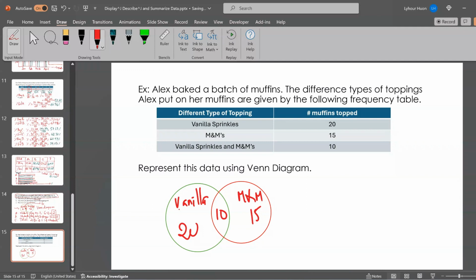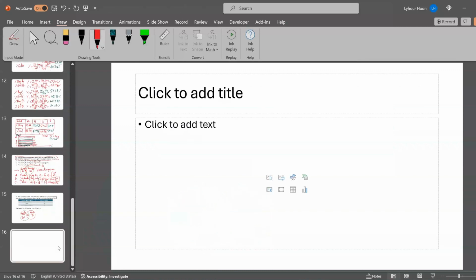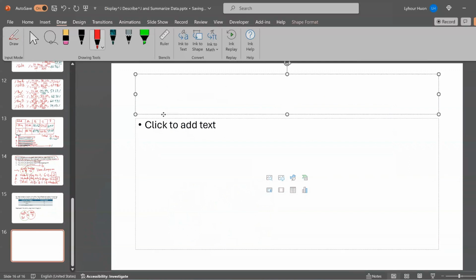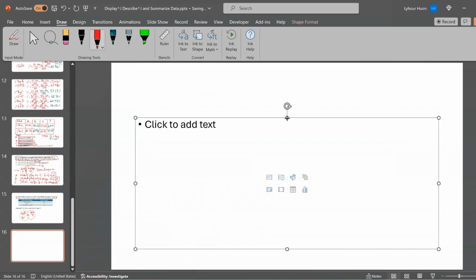So we just name this one vanilla, this one M&M. In the common part we just put the number, and we can easily read that this is the common between vanilla and the M&Ms, which is 10. So I think this Venn diagram is not very difficult. We'll have one more example for you, just as practice, and then we can continue.